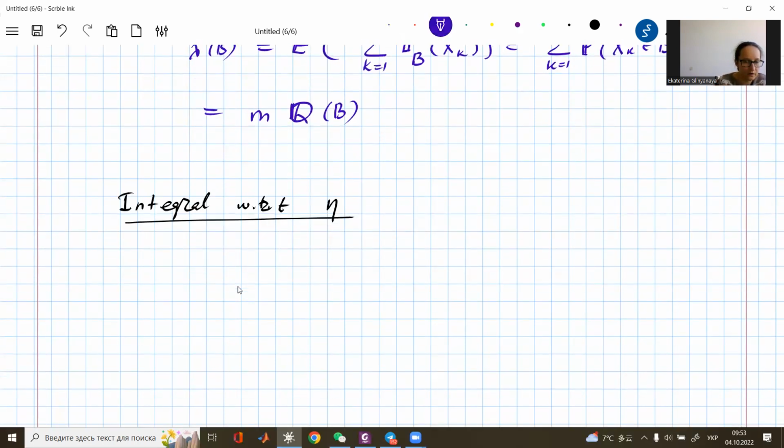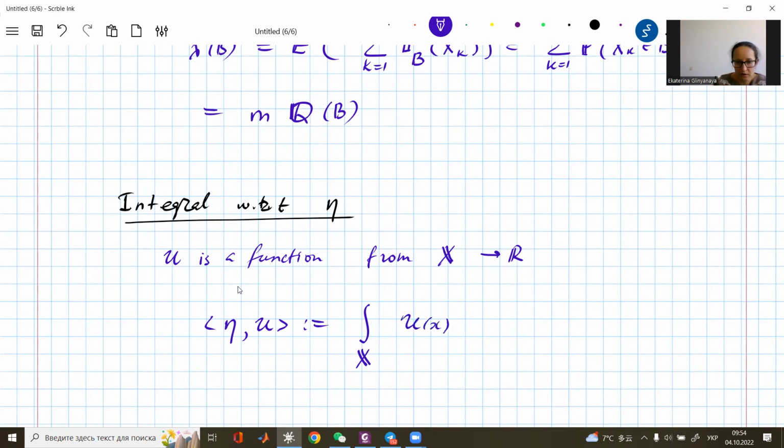So if I have a function, let me write u, a function from x, our space, into R, then I can consider the integral. Sometimes I will denote it by such brackets. So this is just, by definition, the integral over the set X of u(x) nu(dx).